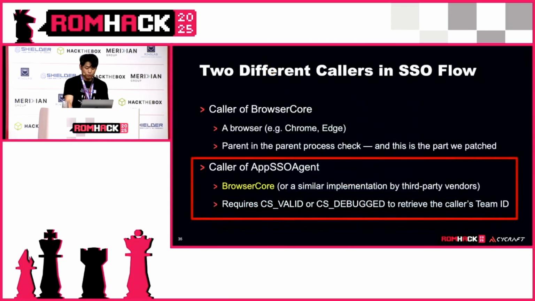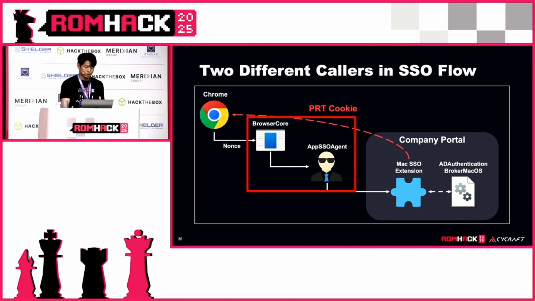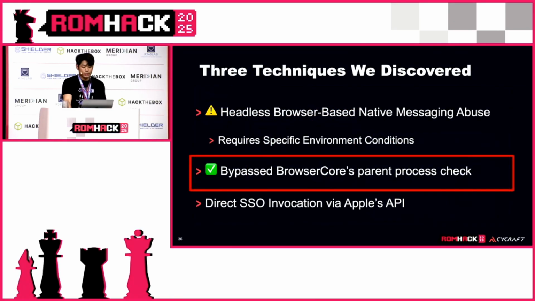Now, the coder we're talking about here is the second one. AppSSOAgent checks whether its coder has the CS valid flag or CS debug. And in this case, the coder is BrowserCore, which is what you see here on the diagram. So in short, the second method works, and it doesn't require any extra prerequisites.